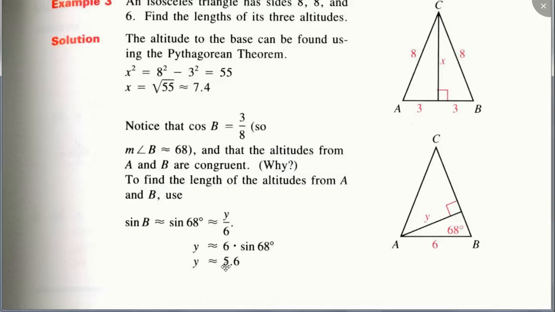Any other question? Okay. Does this make sense? So the hypotenuse is about 7.4. The other two, because you get the one from B, are both 5.6, correct? Because it's an isosceles triangle, those two altitudes will be the same. Any question? No. Very good.